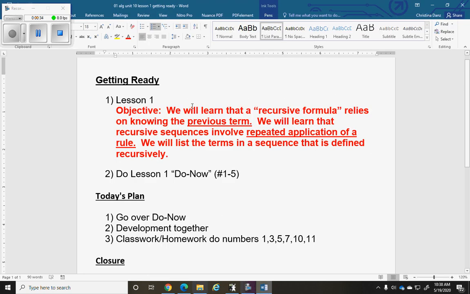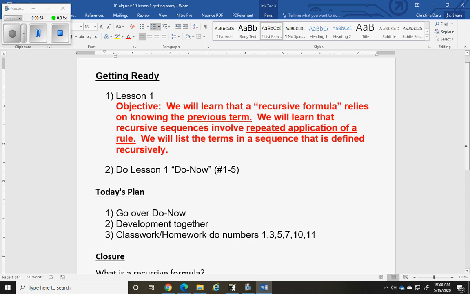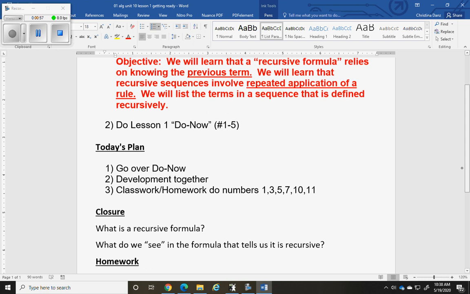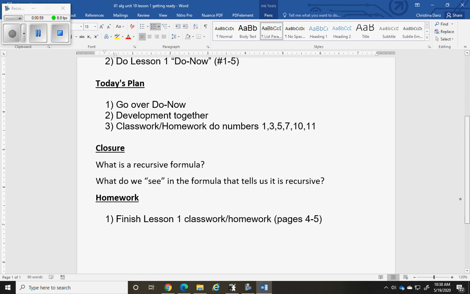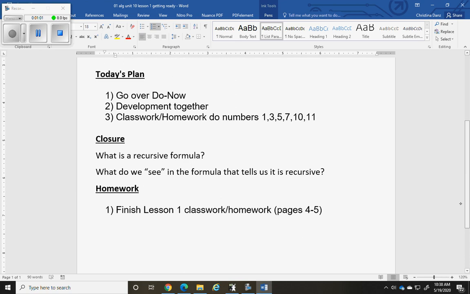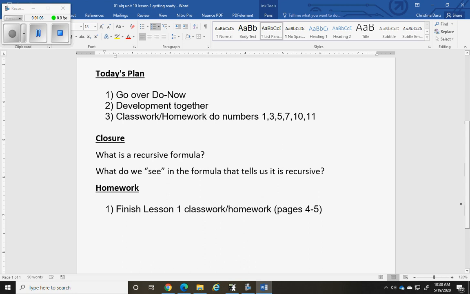So our objective is that we're going to learn that a recursive formula relies on knowing the previous term. We'll learn that recursive sequences involve a repeated application of a rule. And we're going to list the terms in a sequence that defines it recursively. And you have a do now that you could try on your own. I'll go over the do now and the development with you, and we'll even do a few problems from the homework, so you'll only have a little bit to finish up once this video is over.